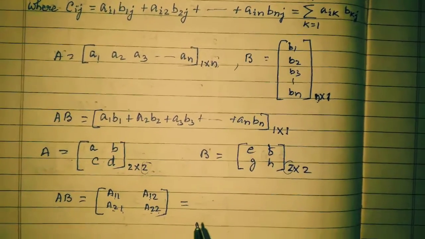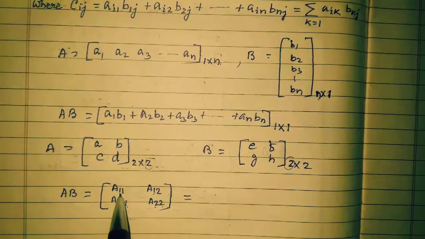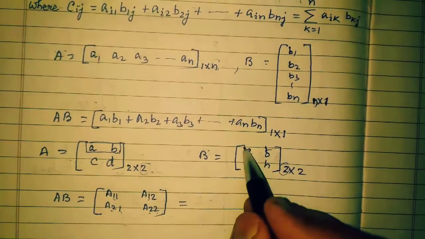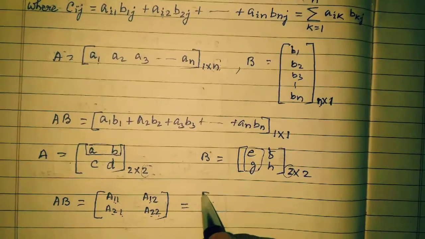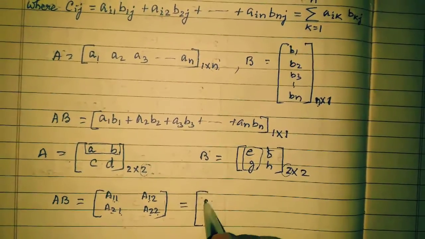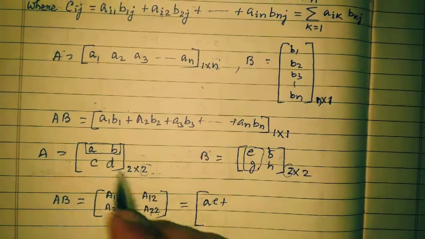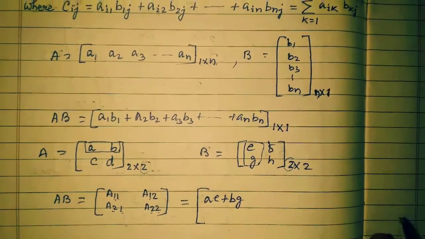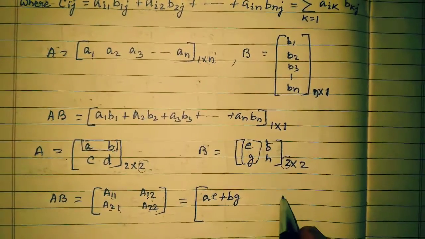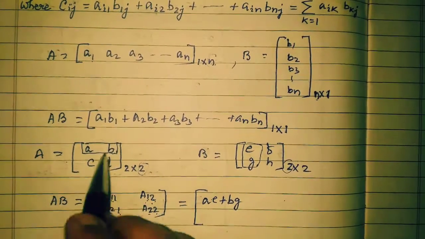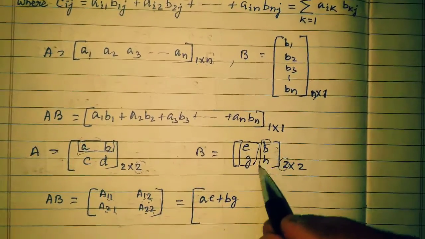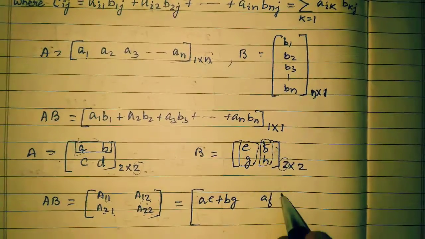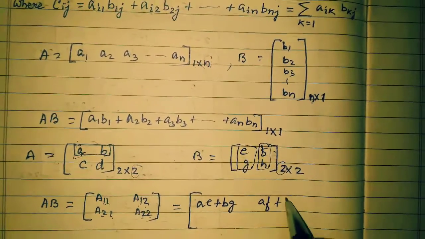So how to multiply, that we will follow over here. A11 means this first row and this first column you multiply. So it is coming A with E, AE plus B into G, BG. Clear? Similarly A12, this will be the second element. A12 means the first row we multiply with the second column. So A into F is AF plus B into H, it is coming BH.